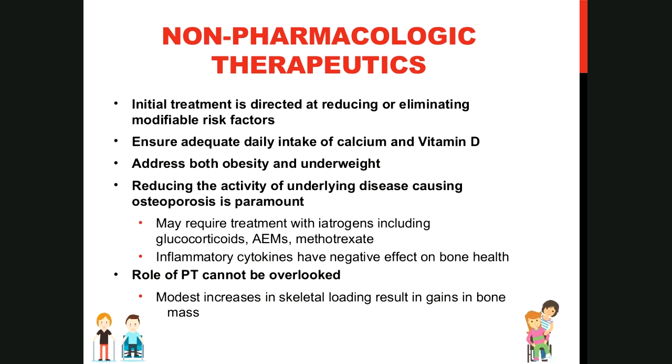So as far as therapeutics are concerned, the initial treatment is really directed at just reducing or eliminating, if possible, modifiable risk factors. The goals of therapy include fracture prevention, scoliosis prevention, improved function and mobility, and then reduction in pain. In this capacity, it's really important, again, to ensure appropriate daily intake of calcium and normal vitamin D levels. If you have a child who's either obese or underweight, addressing that is going to be important. And then number one, really, is just reducing the activity of the underlying disease that's causing osteoporosis. This is the most important thing that we can do. Now, sometimes this is actually going to require that children be treated with iatrogens like glucocorticoids.